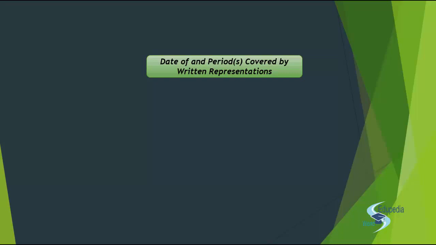When we're talking about written representation, one golden rule you need to remember is that a written representation would be required for all the period concerned under audit. And when we're talking about all the period, even the prior period is a part of the audit. You have to report on the prior period. Even your Accounting Standard 5 deals with the prior period item.